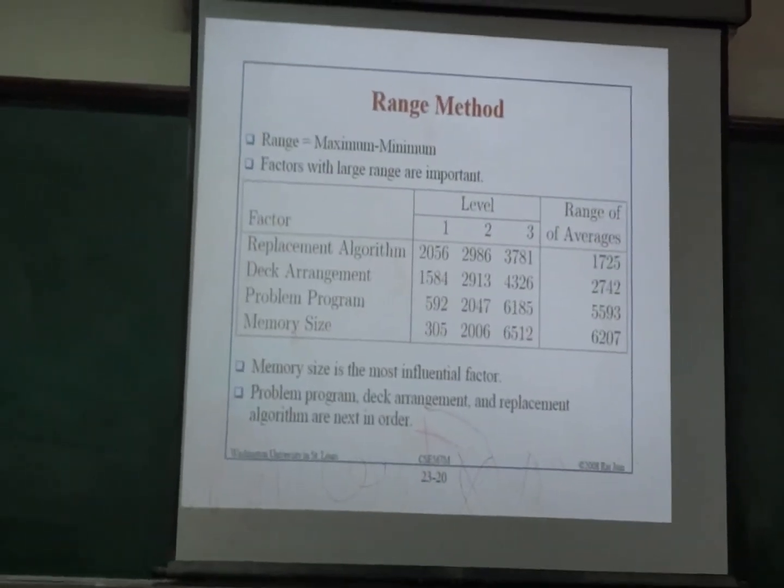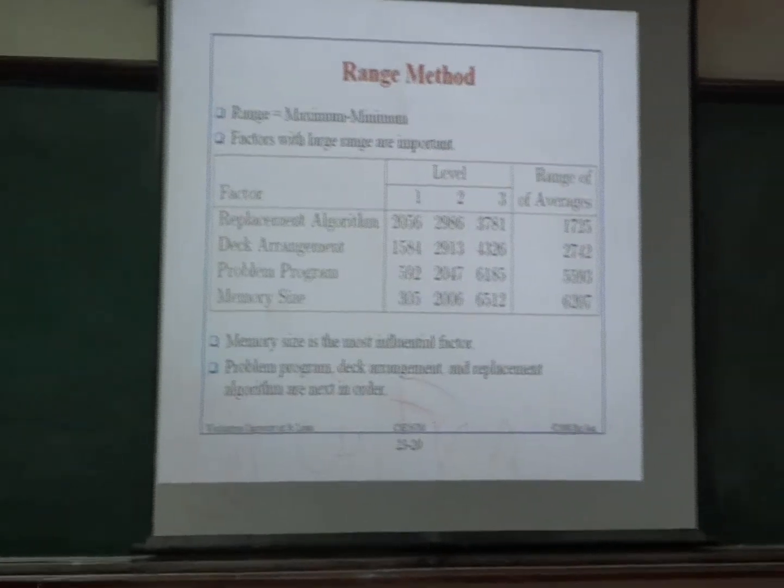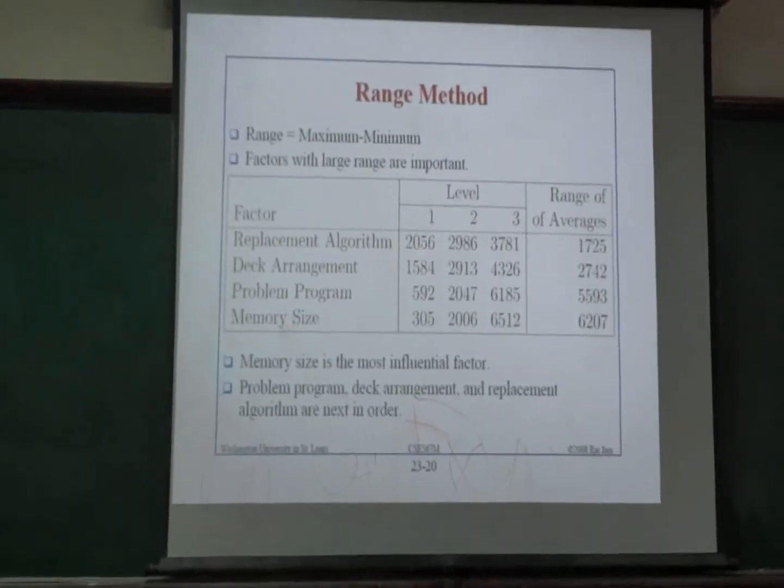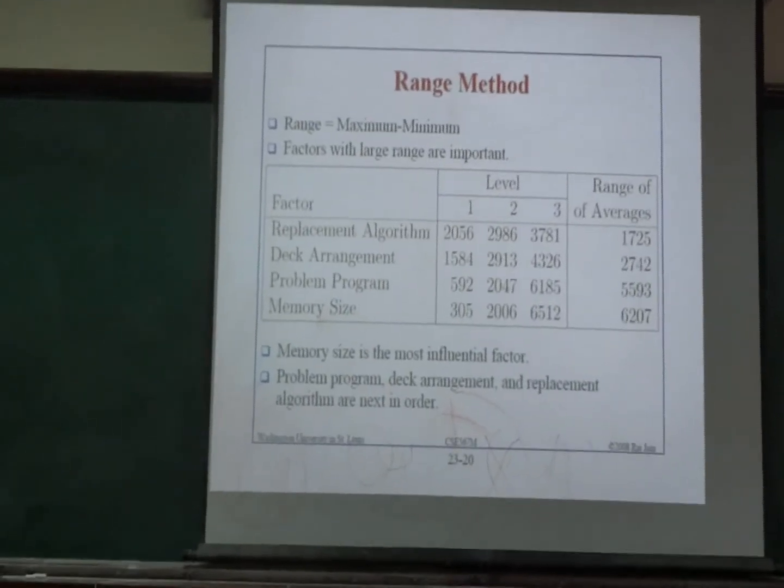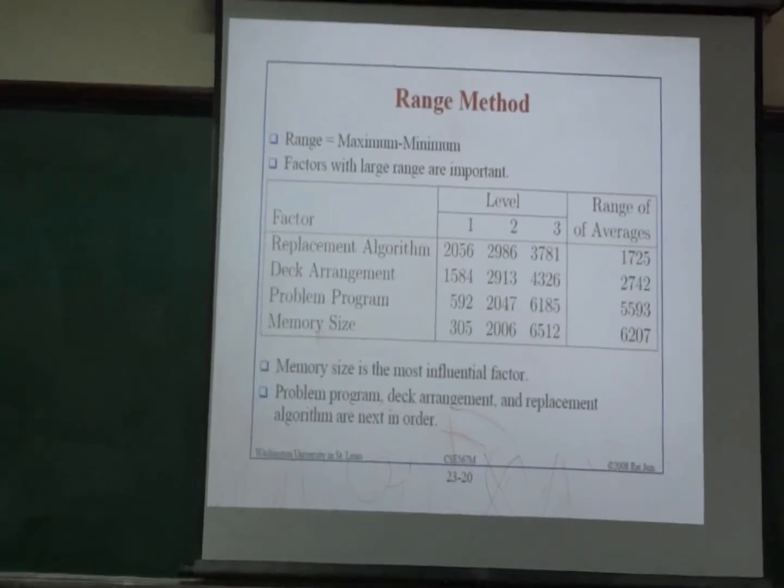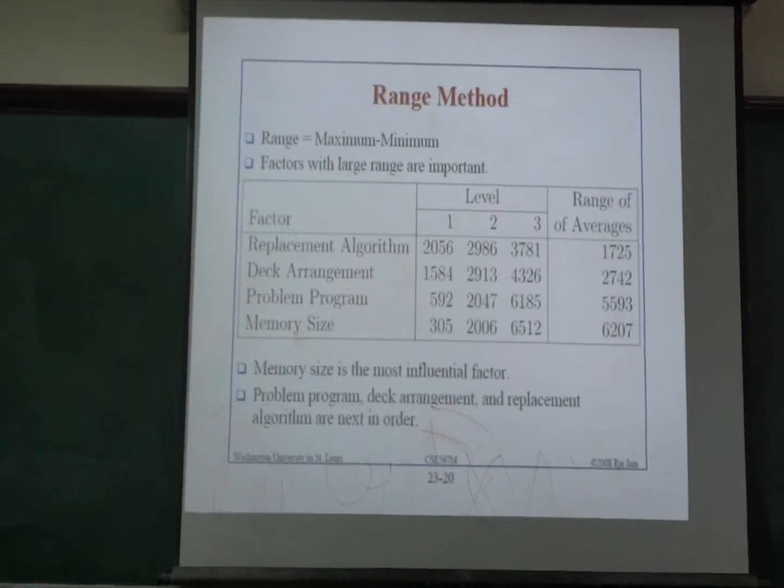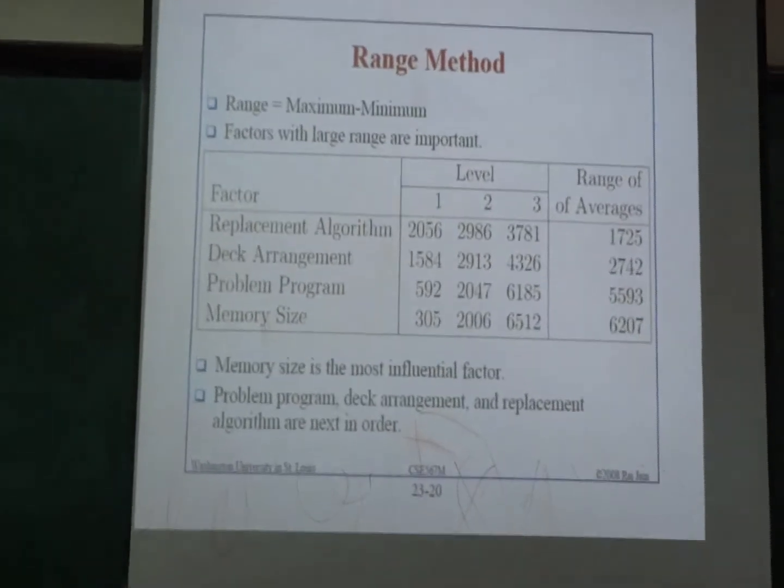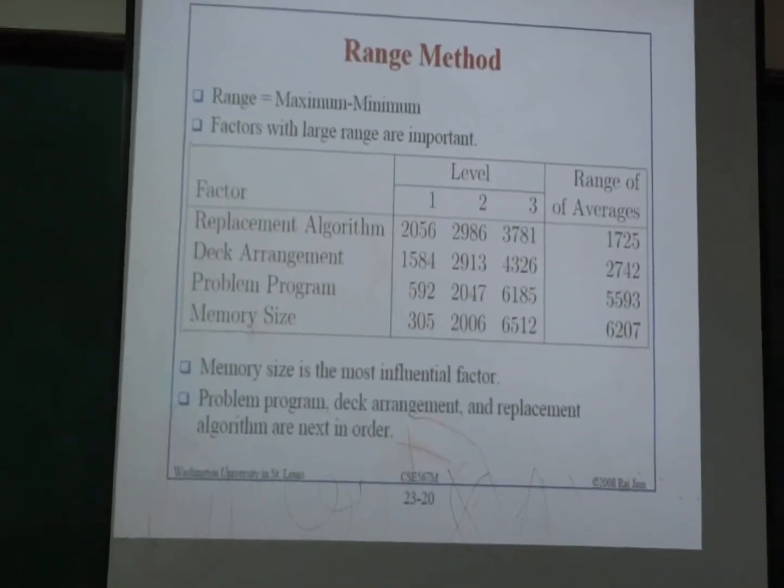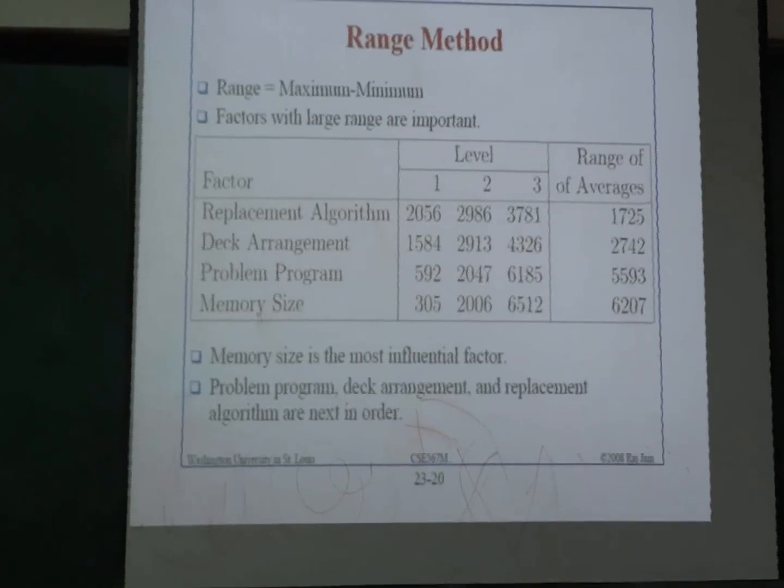Range method. One way to find out the importance of a factor in the model is to find the percentage of variation explained by the factor. Another simpler informal alternative is to find the average response corresponding to each level of the factor, and find the difference between the maximum and the minimum of such averages.